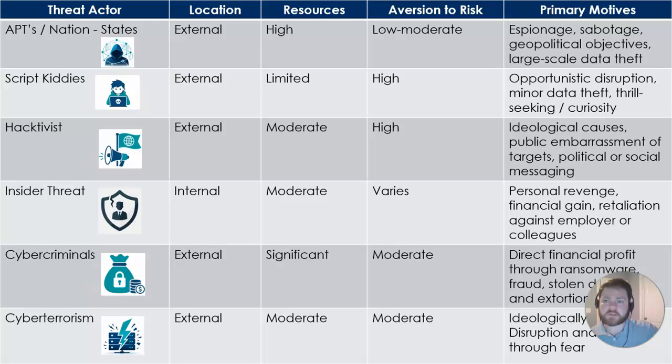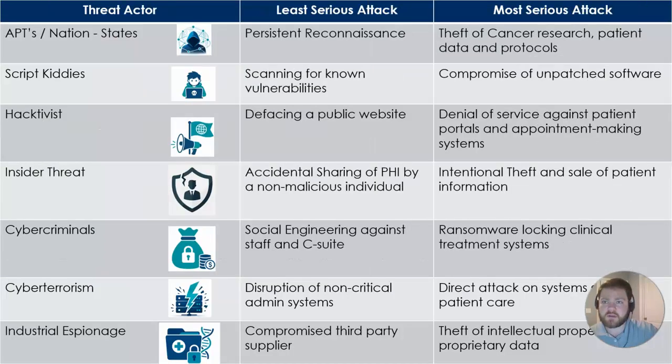We'll be going over just the main list. So this is a list of different threat actors, where they're located, the resources they have, their aversion to risk, and primary motives. Insider threats are the only one on this list that are internal. And then the primary motives are their driving factors, why they are doing this. But this is the most important list right here. This is basically the least serious attack, which is the most likely, and the most serious attack, which is less likely to happen, but causes the most serious type of damage.